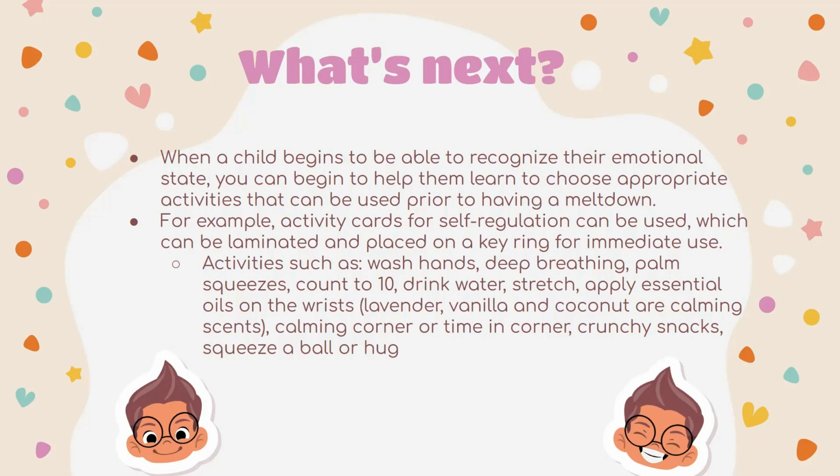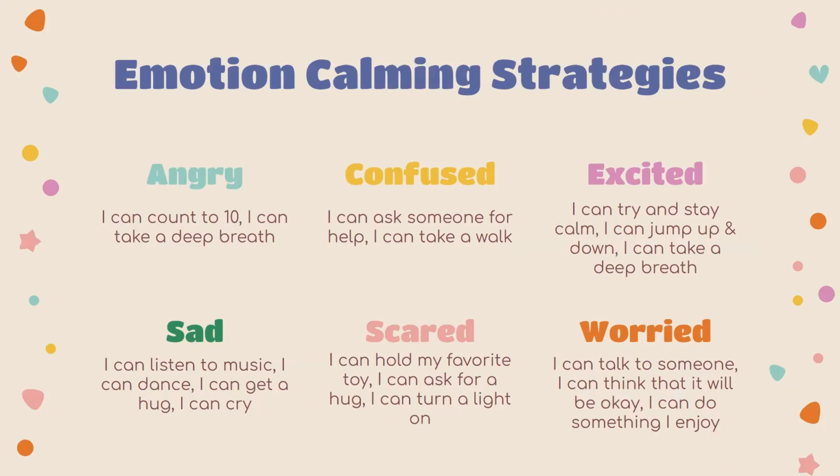These can be used for when we are feeling a big emotion and what we can do during that big emotion. These can be things such as washing hands, deep breathing, palm squeezes, count to 10, drink water, stretch, apply essential oils on the wrist, such as lavender, vanilla, and coconut, which are calming scents, calming corner or timing corner, crunchy snacks, squeeze a ball, or asking for a hug. Or you can use big emotion calming strategies to help children explore what calming activities feel most nourishing to them. These are some suggested strategies. However, try to identify one or two that could be beneficial for your child so they are able to remember and utilize them before becoming dysregulated.